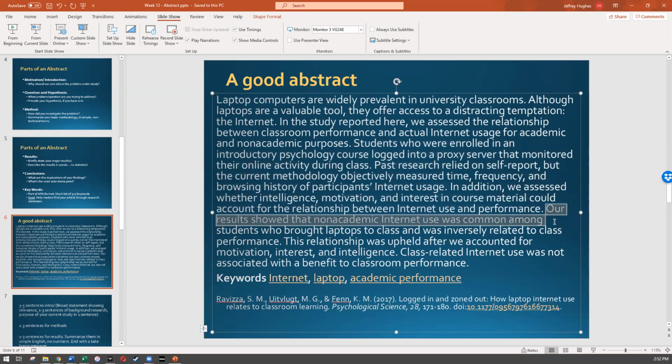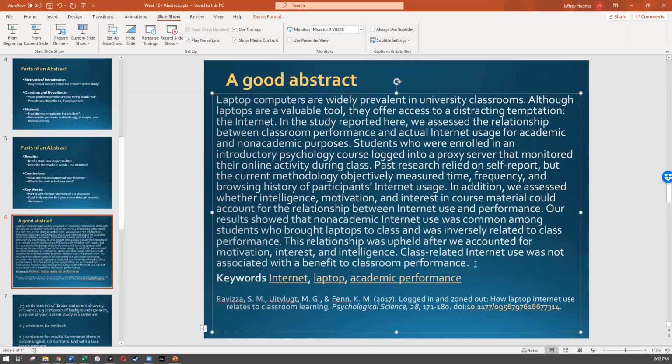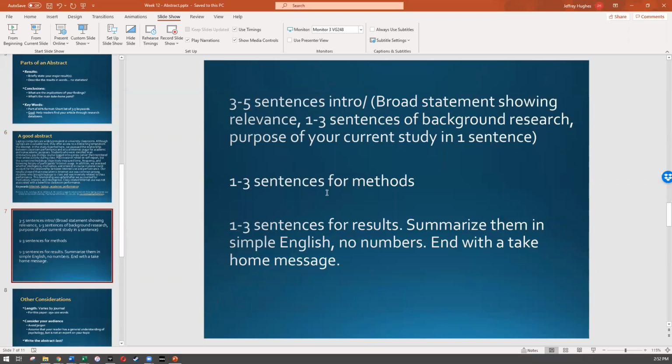Then they have their results. They kind of have it in 3 sentences, but your results really could fall under 1 or 2. And then they should have a summary sentence. So let me go back here. 1 to 3 sentences for methods, and then 1 to 3 sentences for results. Summarize them in simple English, no numbers, just restating what I said before, and end with a take-home message.